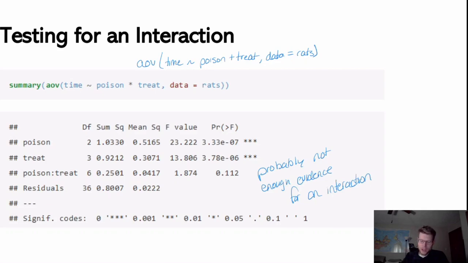Something else that I'll mention here is that the F test for each of the predictors separately does seem to be quite low. And if we were to run this model again without the interaction term, they would still remain very low, suggesting that both of these factor variables do seem to be adding predictive power in survival time, that the poison used and the treatment used seems to matter in survival time.